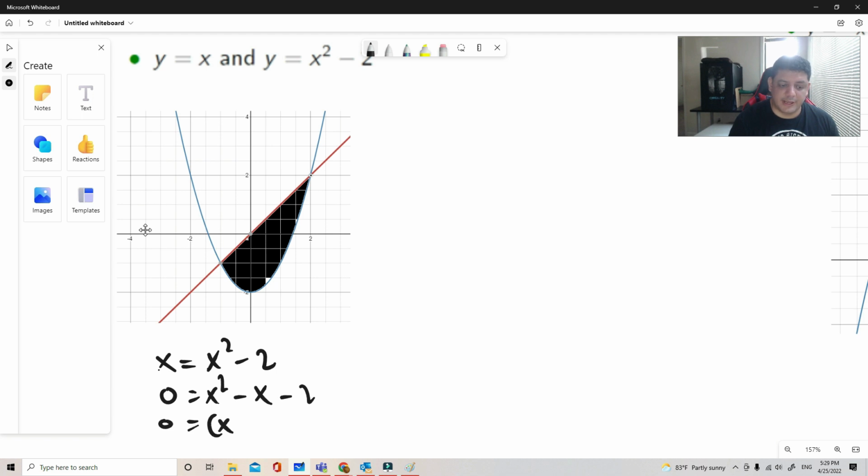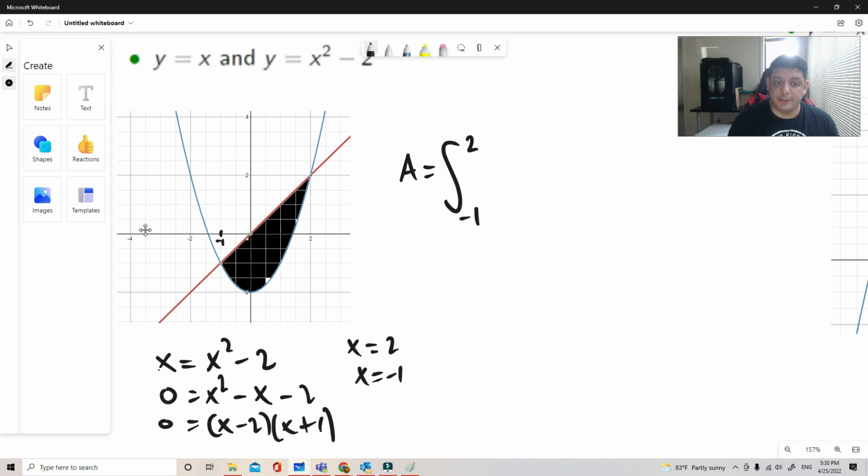We can factor this clearly as x minus 2, x plus 1. And so from here, we find that the numbers are x equals 2 and x equals minus 1. So this point here is going to be minus 1. Now, with that given, we're almost done with the important parts for the calculation of the area, since the area below the curve is the integration from minus 1 to 2 of the function that is on top, which in this case is the line x, minus the function that is on the bottom, which in this case is x squared minus 2. We have to be careful to put this in parentheses. So we get dx. Now the setup is complete.